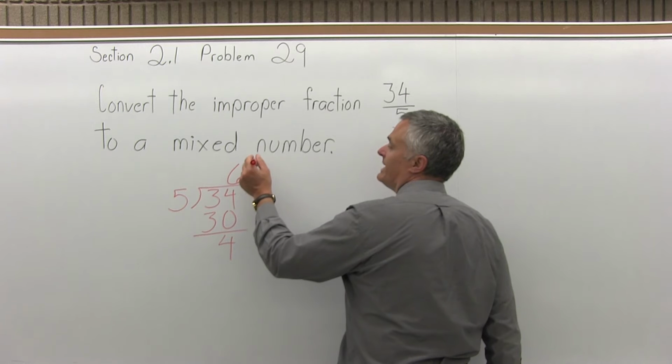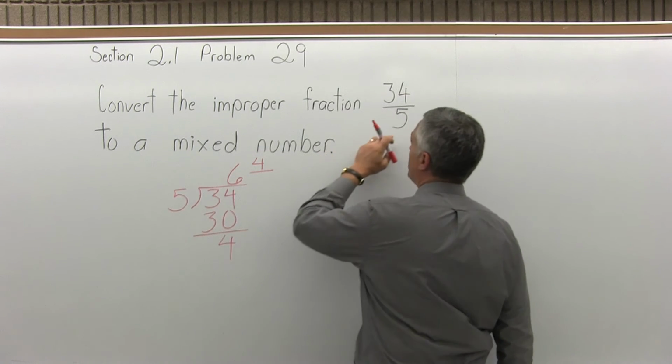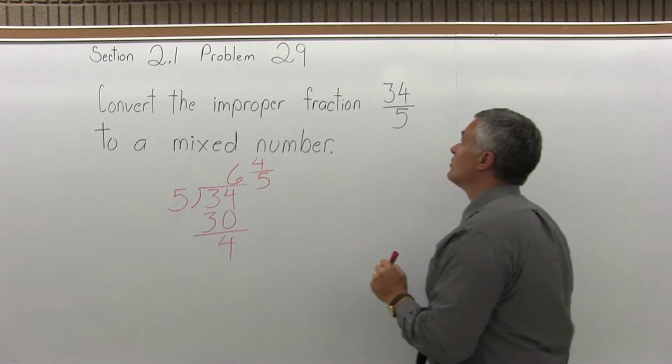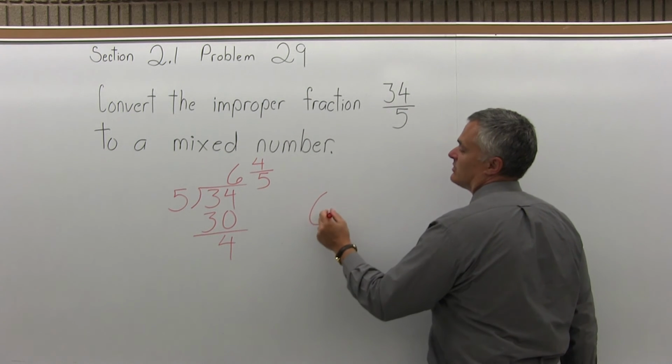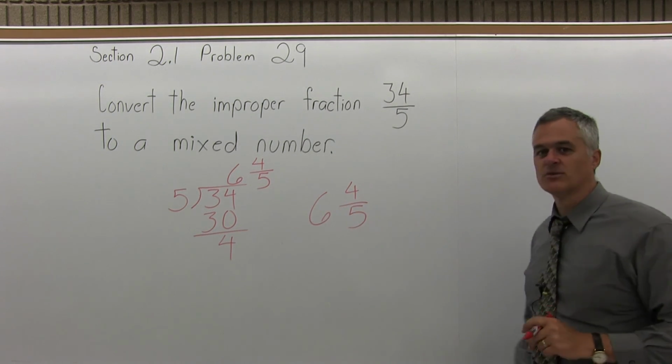And now the remainder is the numerator of my answer. And the denominator is the same denominator. It was a 5. It's going to stay a 5. So 34/5 is equivalent to 6 4/5, which is a little less than 7. So my estimate was reasonable.